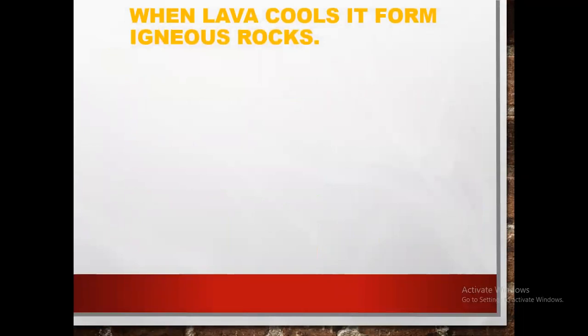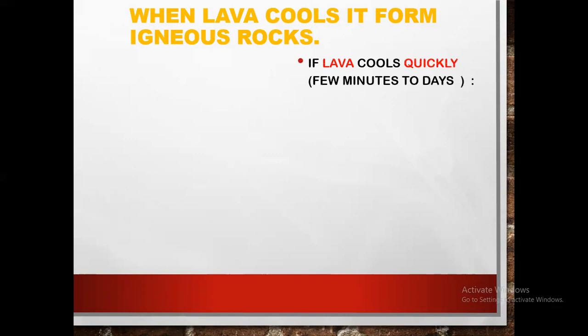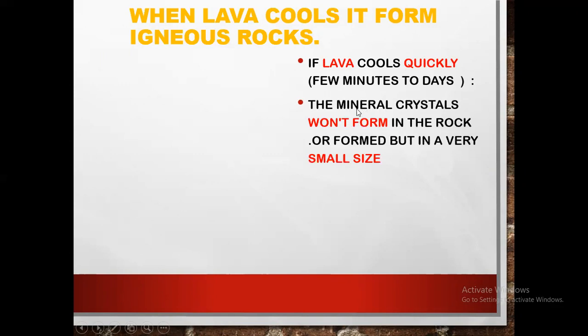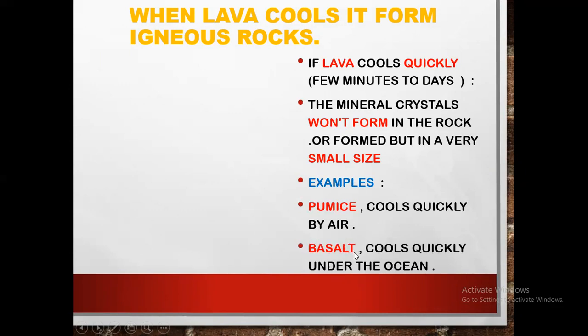When lava cools, it forms igneous rocks. There are two ways of cooling: quick cooling of lava and slow cooling of lava. If the lava cools quickly, in a few minutes or days, the mineral crystals will not form at all, or may form in a small size. Examples are pumice, which cools quickly in air, and basalt, which cools quickly under the ocean.